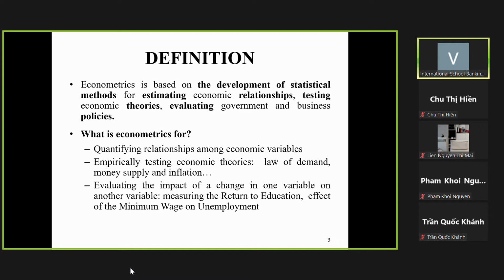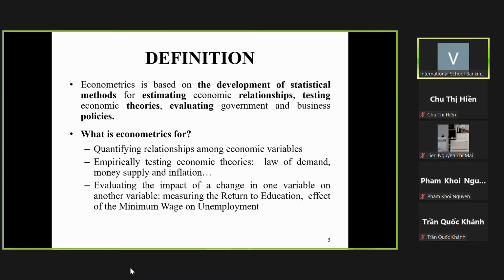Or in other words, in the case we want to quantify the relationship among economic variables, we can use an econometrics model. And we use an econometrics model to test economic theories. For example, you study many theories in macroeconomics or in microeconomics. For example, in macroeconomics, you study the contents or the components of the GDP, something like this. That means which factors can affect the GDP of a country.